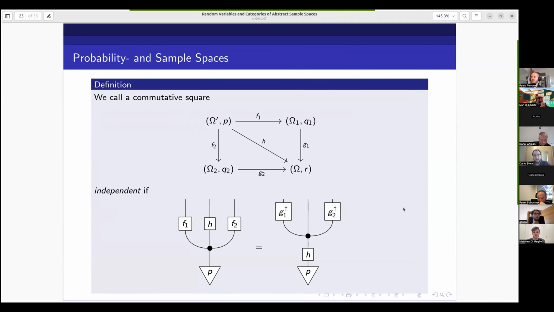But how can we make a site out of it for random variables? We need to define what independent squares are, and that definition is possible to do abstractly. We say a square like this is called independent if the following equation holds. We can reconstruct F1 and F2 from the composite H. And if there's any way of reconstructing it, then the reconstructing maps must be the daggers, G1 dagger and G2 dagger. So this equation may or may not hold, and if it holds, then we call the square independent.